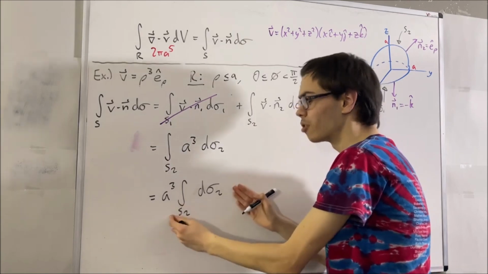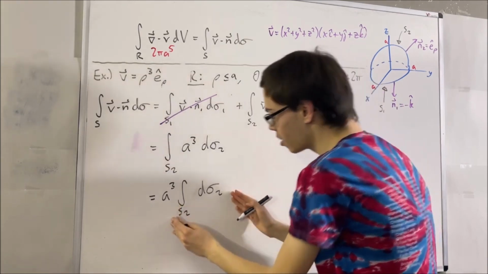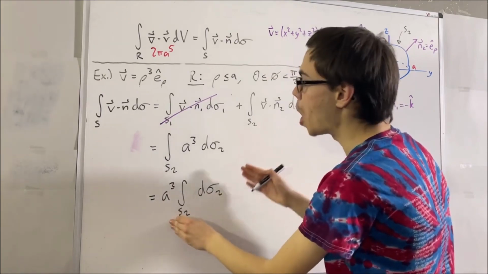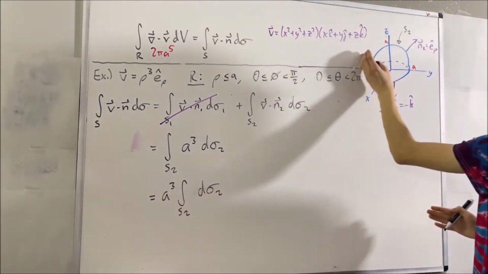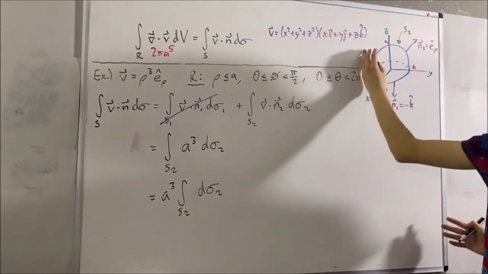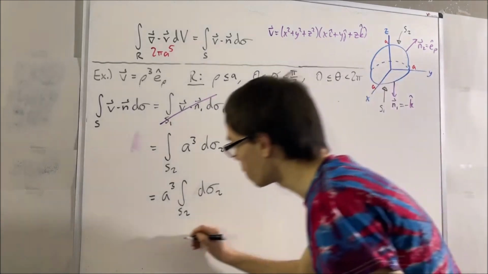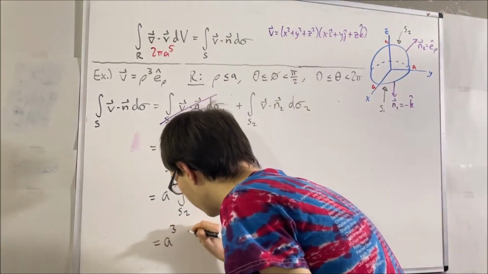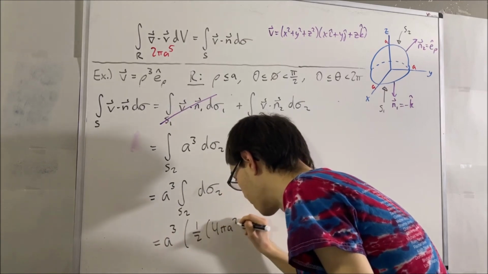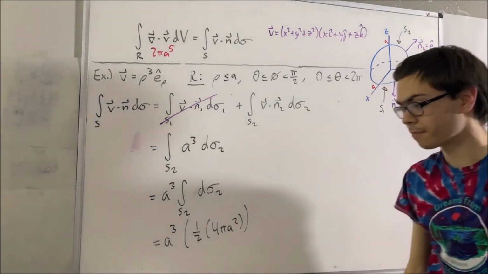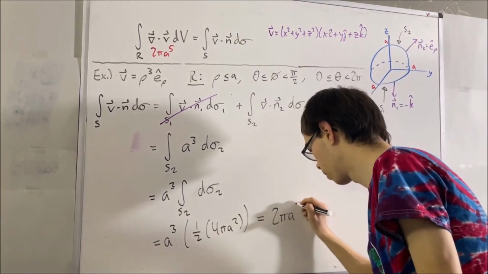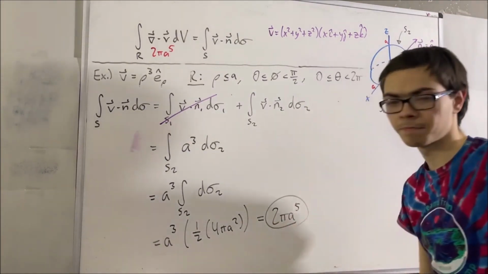But what is this integral? It's the integral of all, so basically we're summing up all of the surface elements on the hemisphere. In other words, it's just the surface area of the hemisphere. Well, the surface area of a hemisphere is 1/2 the surface area of a sphere, right? But you can see from this that if you were to simplify this, you would get 2 pi a to the 5th.